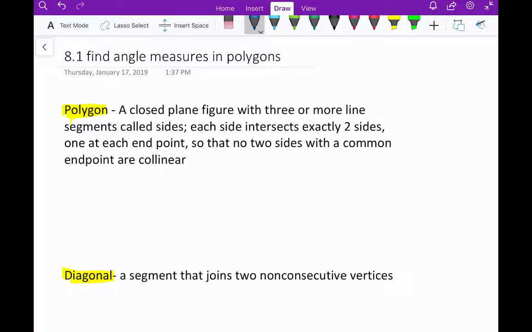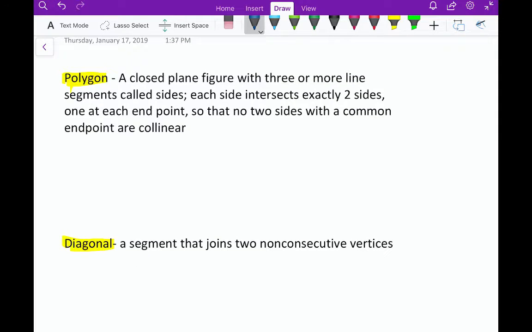This is the video for 8.1, finding angle measures in polygons. I'm going to review what a polygon is. It's a closed plane figure with 3 or more line segments called sides. Each side needs to intersect exactly 2 sides, one at each endpoint, so that no 2 sides with a common endpoint are collinear. So an example of a polygon would be something like that.